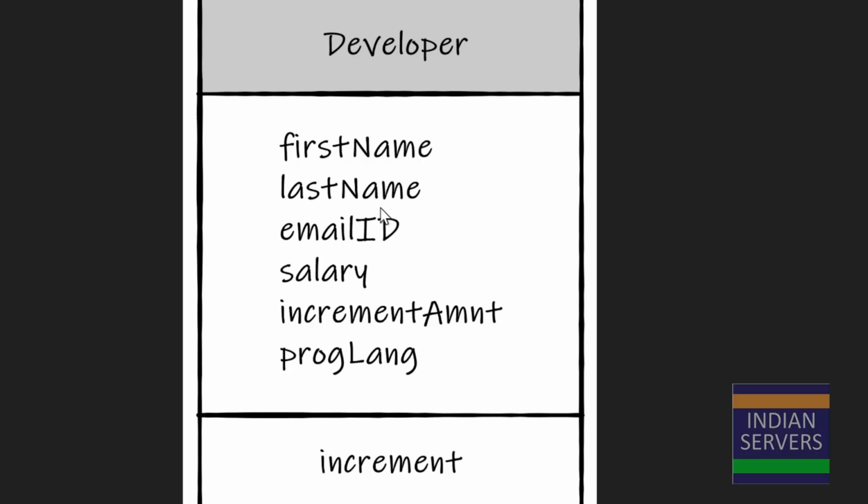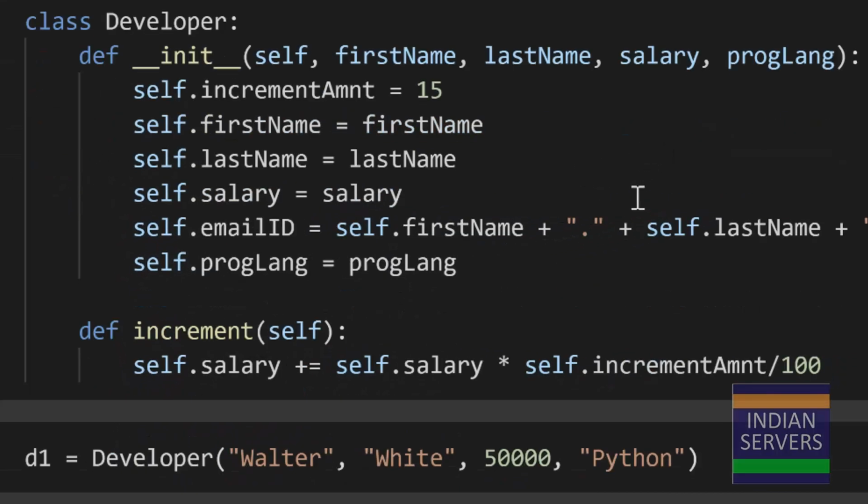So we have all these common properties here, and since a developer develops programs and software, he's also likely to know one or more programming languages. So I'm also adding another property called programming language, in which we'll store the programming language that the developer knows. And we have the increment method as usual. Let's see the code for it.